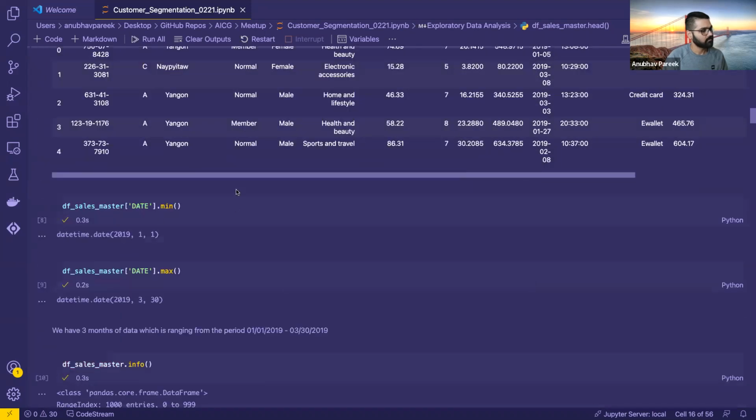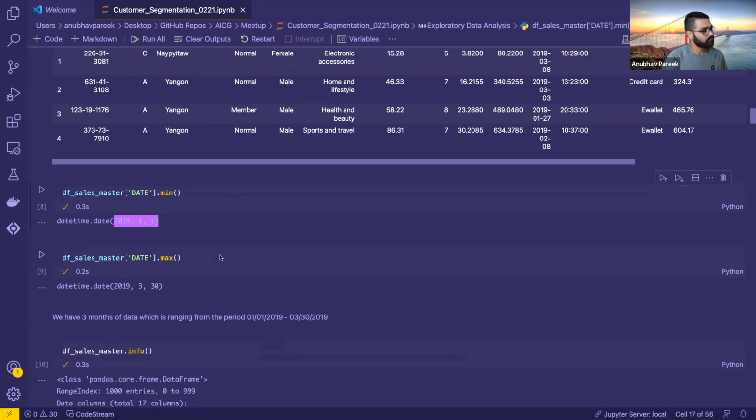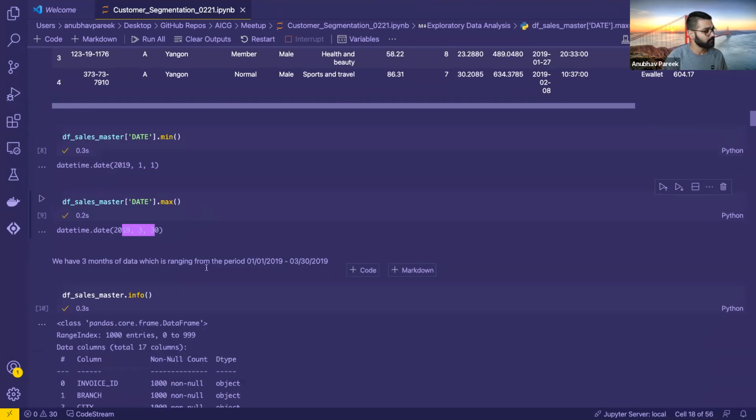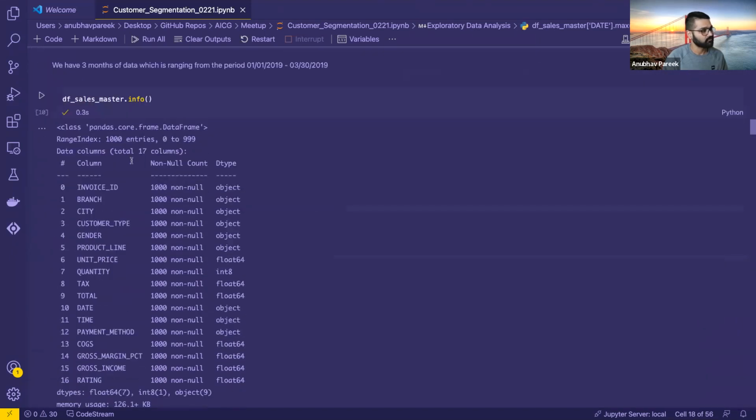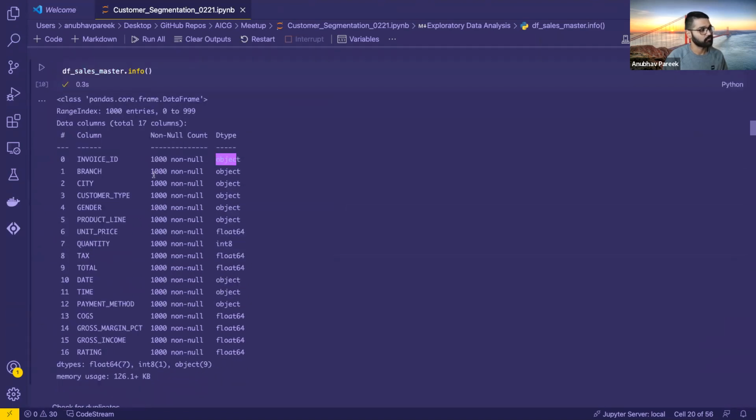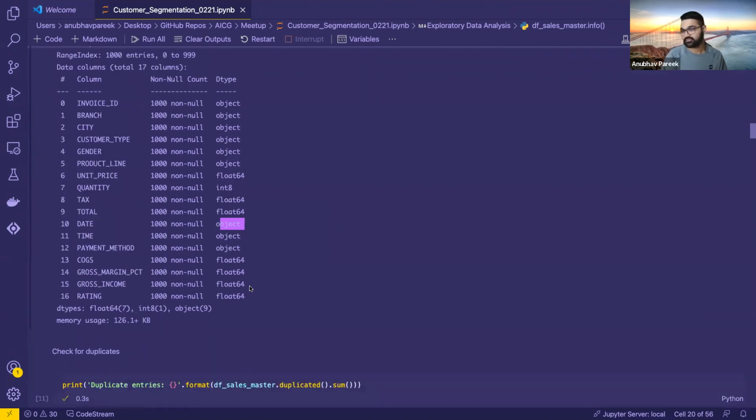And then for the analysis, we see that we have data which ranges from 1st of January to 30th of March 2019. So it's 3 months of data. And then just to understand the data type of each column, if you do a .info method, you see that you have float, integer, and object, which is like a variant that can hold strings and mixed data type values in pandas in Python.